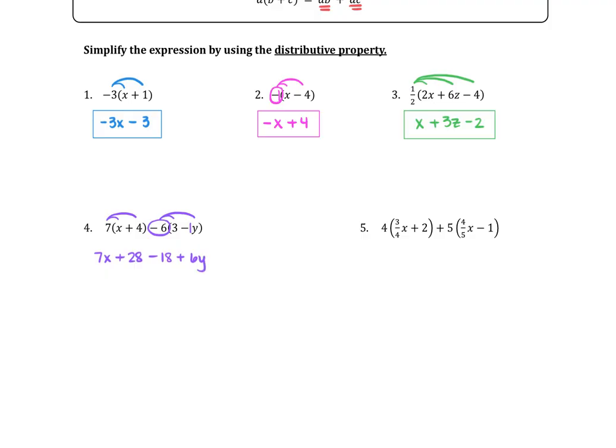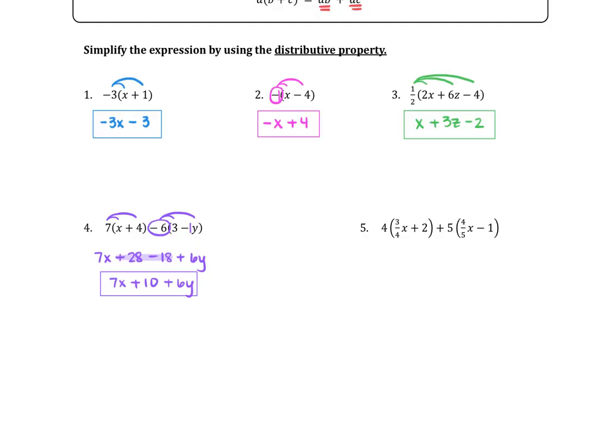Now I'm going to look for any like terms. There's no other x's to combine with the 7x, so I'm not going to worry about that. There is 2 whole numbers I can combine, the 28 and the -18. So that means that is going to combine to give me a +10, and there's no other y's to combine, so I'm just going to drop it down. That's my simplified expression. One more example of this.